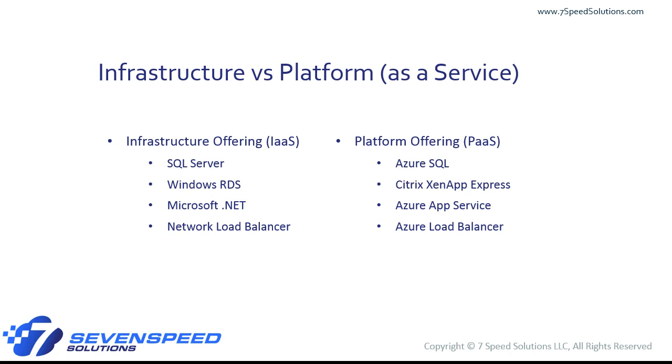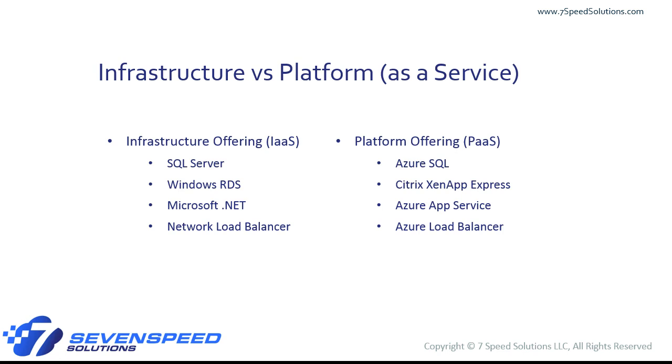Another infrastructure as a service offering might be Windows Remote Desktop Services, or RDS, physically installing an RDS role on a server. The platform offering would be Citrix XenApp Express, where you don't have access to configure all of the back-end details, but it's the same service that's offered to the client.